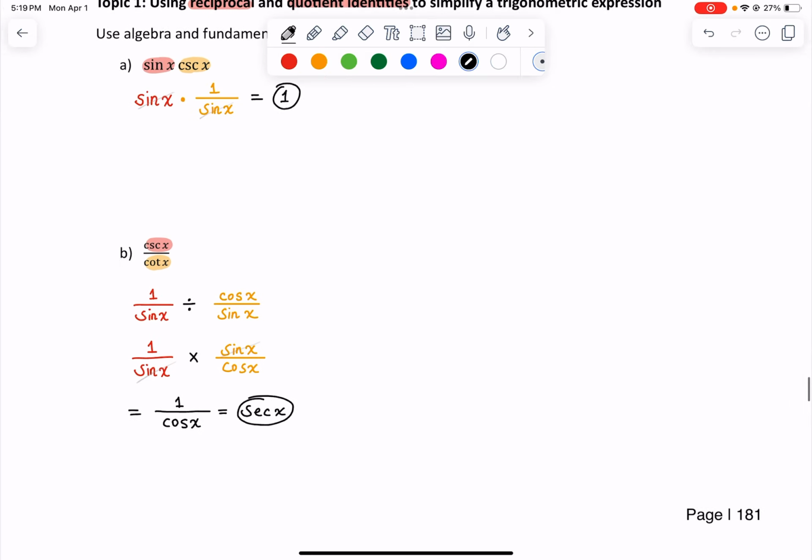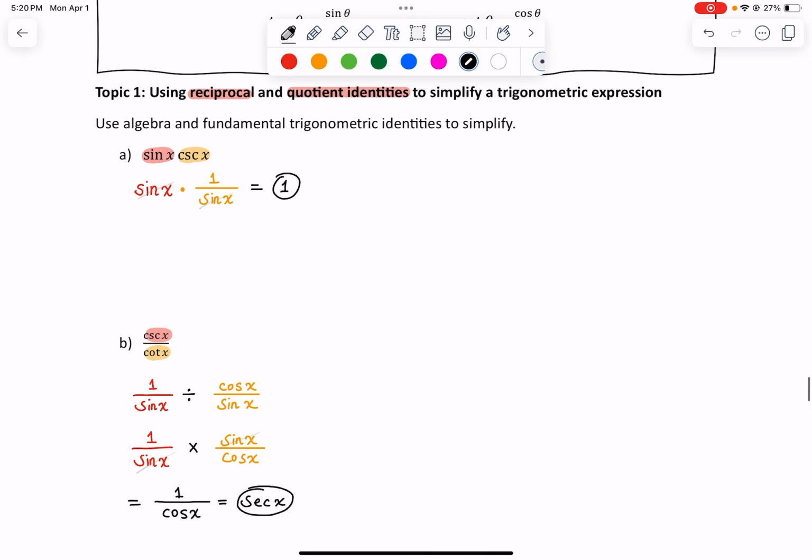So for this topic, all we are using is the reciprocal and quotient identities and some simplifying using algebra to simplify trig expressions.